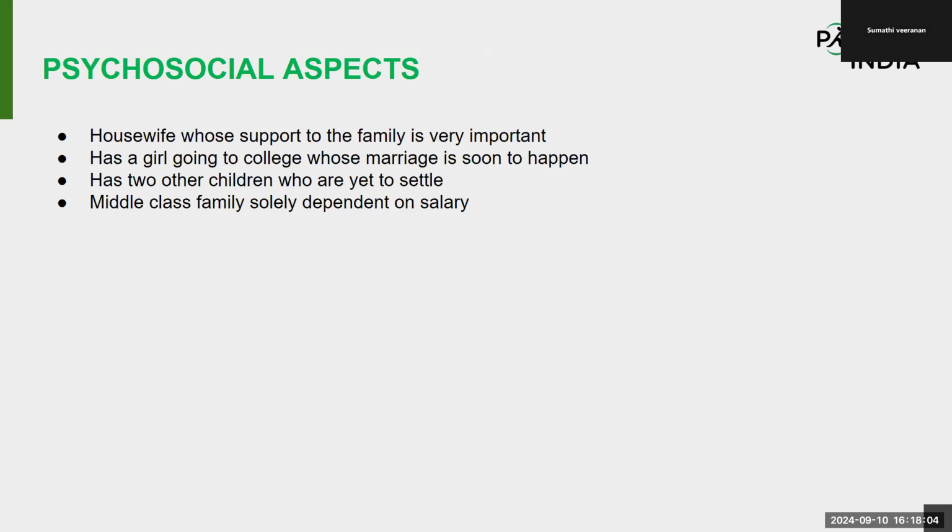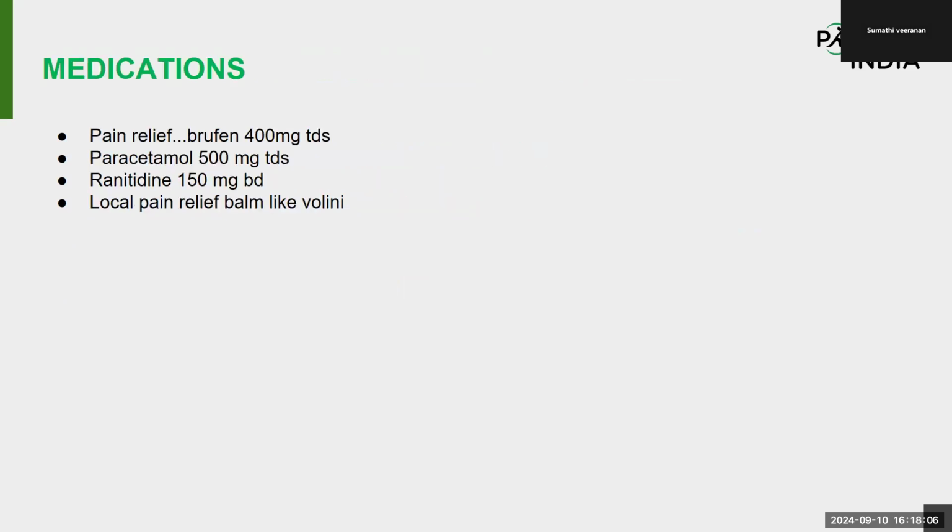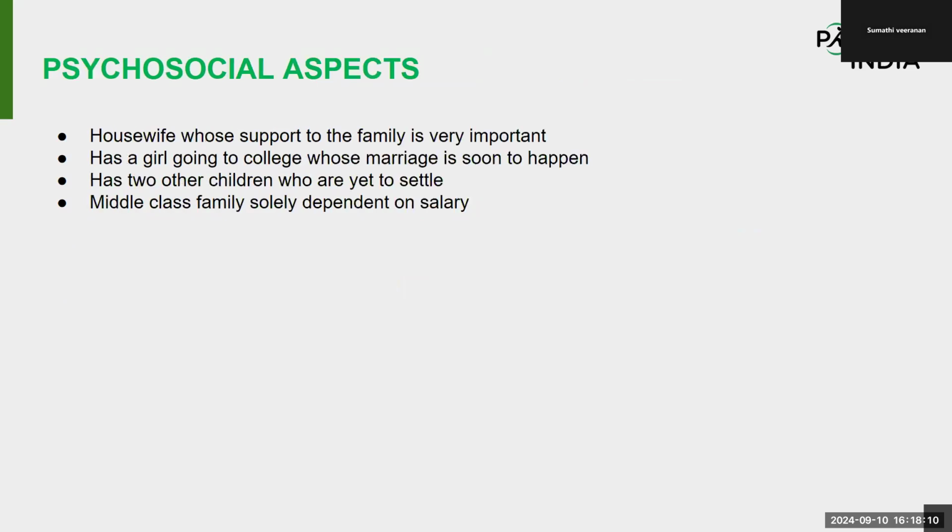Medication, psychosocial aspects. Her pain is relieved. Her feeling is that she is a housewife whose support to the family is very important. She has a girl going to college whose marriage is soon to happen. She has two other children who are yet to settle. She has a middle class family solely dependent on her salary.